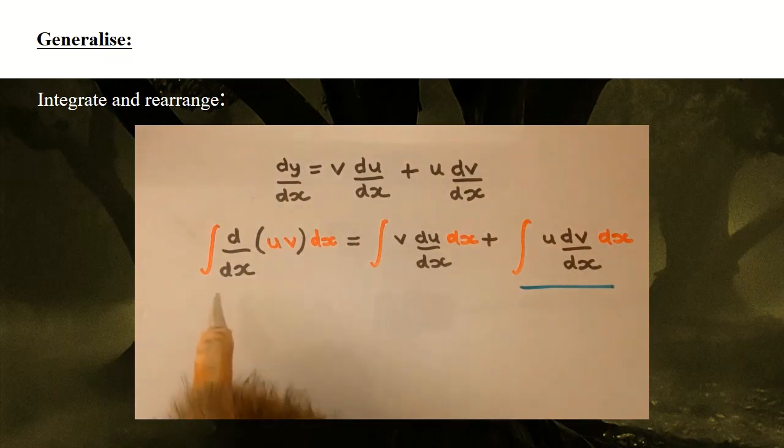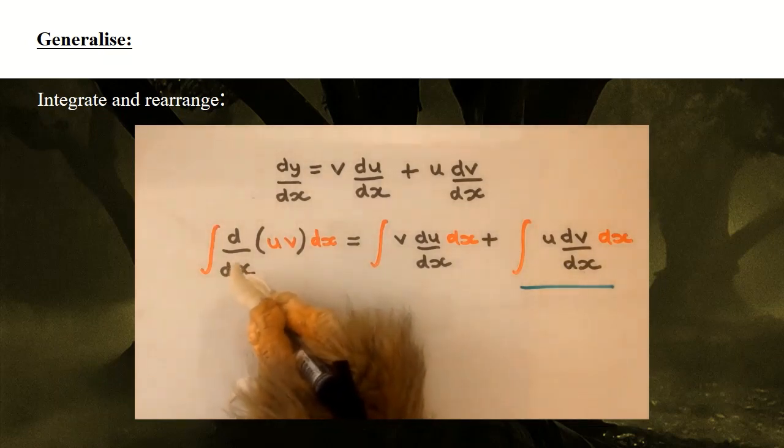Now, if you look at the term on the left-hand side, we have got the integral of a derivative yet again. So I can just as easily state this as uv, because the integral and the derivative undo each other. They are inverse operations in a sense. Alright, so this is just going to be uv.